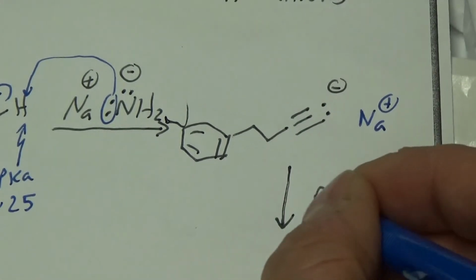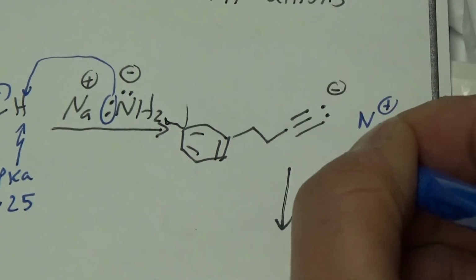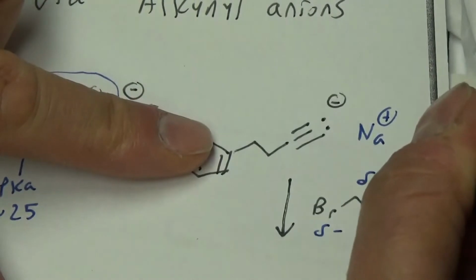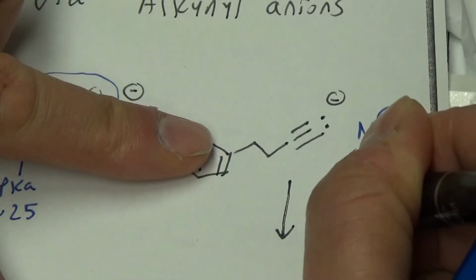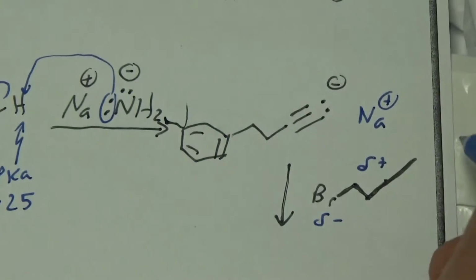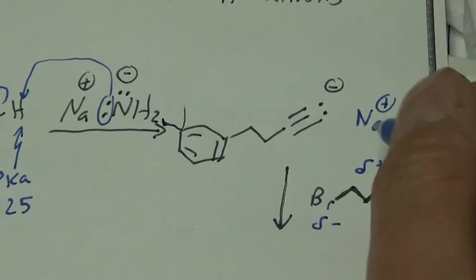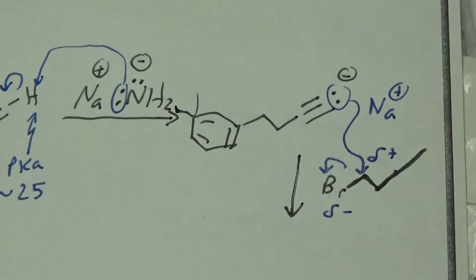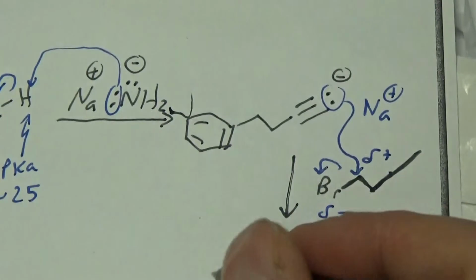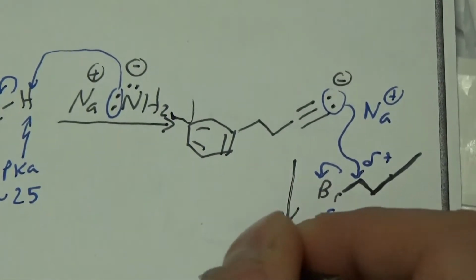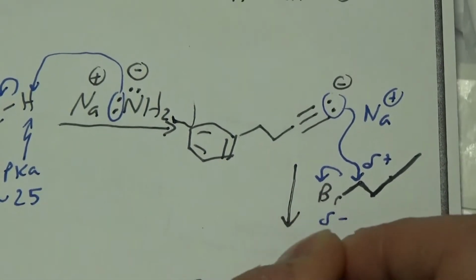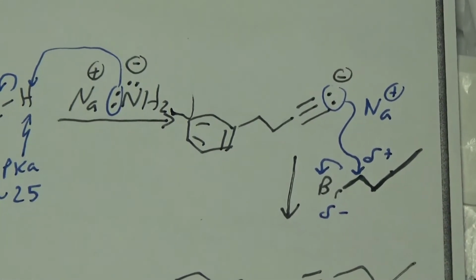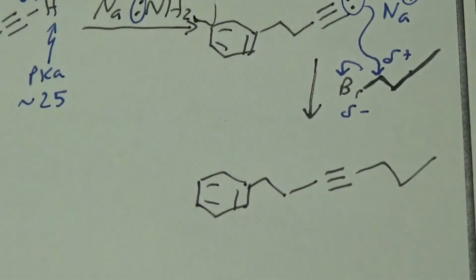What's the partial charges here? It's delta minus, delta plus, right? On the carbon with the bromine. So where does the minus attack? On the delta plus carbon, right? So circle and pair, attack, kick off the Br, and what do you got? Now you just built a new molecule. Something like that, right?